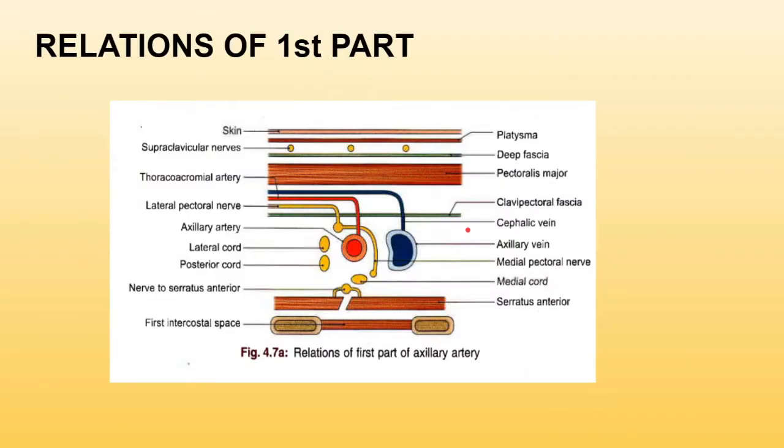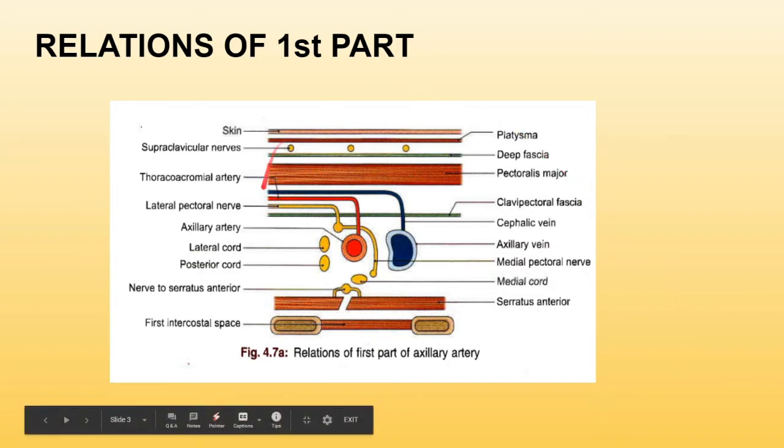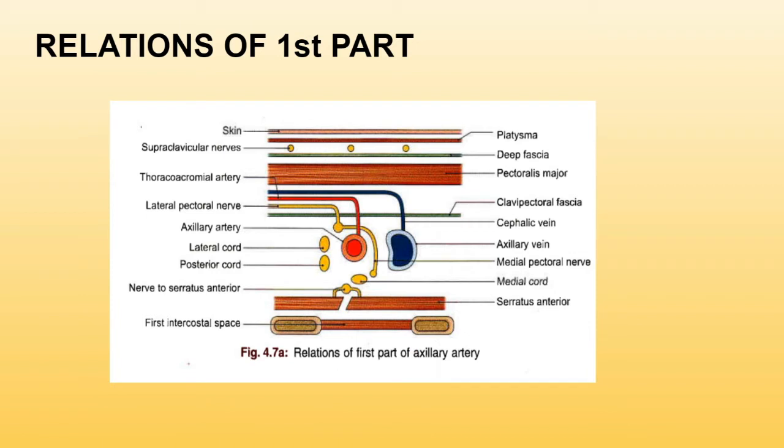Now the relation of each and every part. First of all, this is the relation of the first part. Okay, just remember the diagram. You will be easily able to remember all the relations. Now it has mainly four relations, that is the anterior, posterior, medial and the lateral.